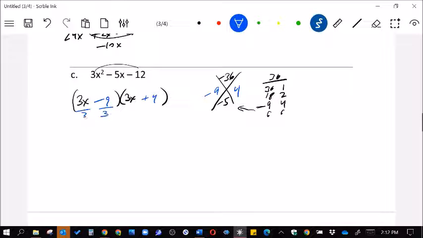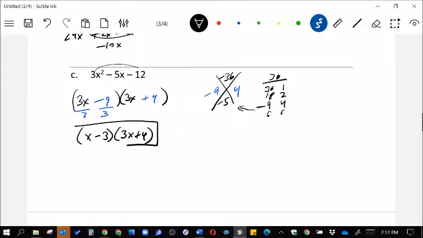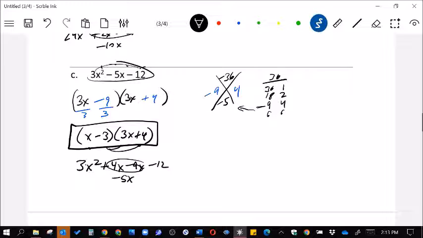Here I can divide by a 3, so I get x minus 3, and I get 3x plus 4. And if I multiply, x times 3x is 3x squared. x times 4 gives me plus 4x. And here I get negative 9x, and here I get negative 12. This becomes negative 5x. So I get each of these 3 things here from the original. That means this is the correct factorization.